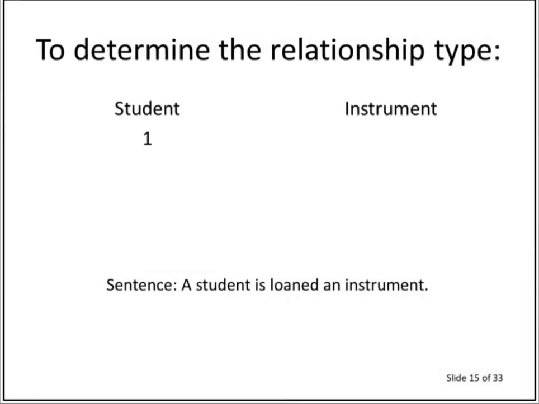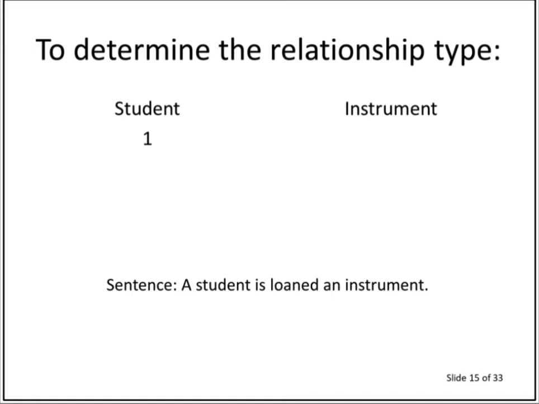Let's try another example. Here are students and instruments. And we have a sentence down below and it says a student is loaned an instrument. Perhaps this is a school that has an instrument loan program. Students can sign up for music class and then they can rent an instrument.